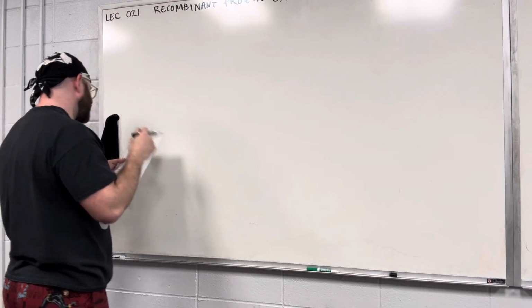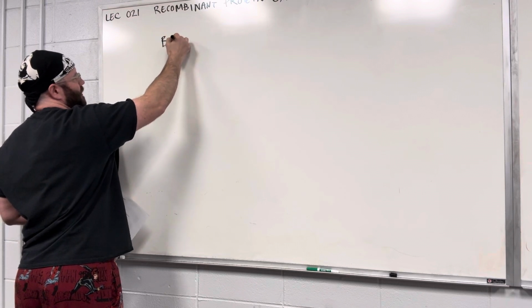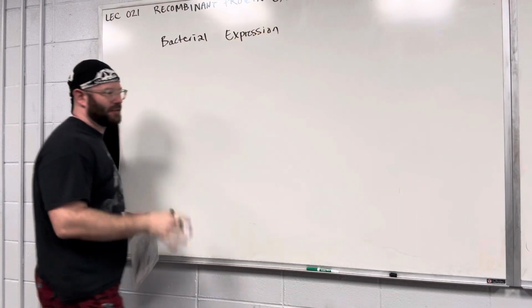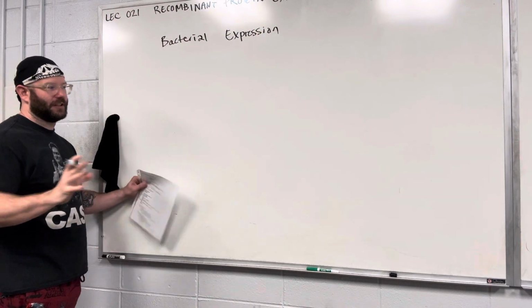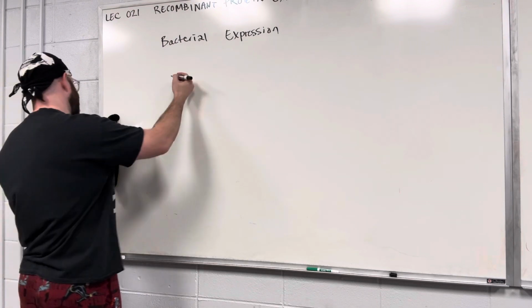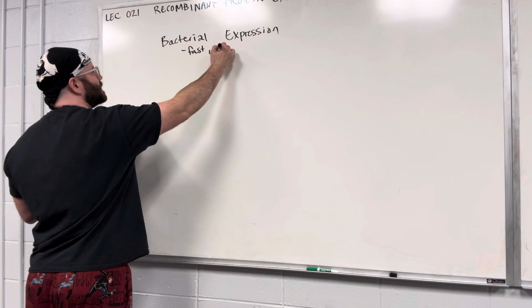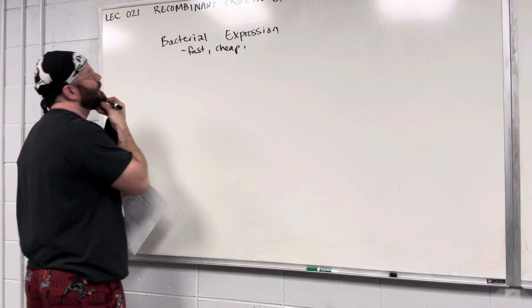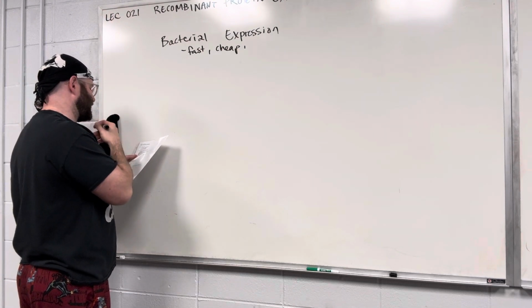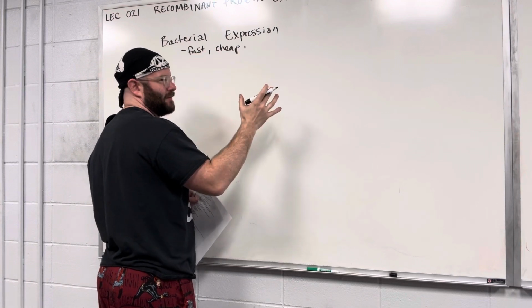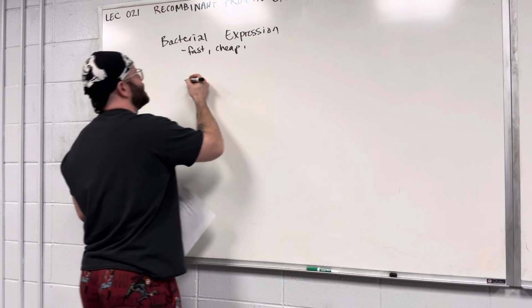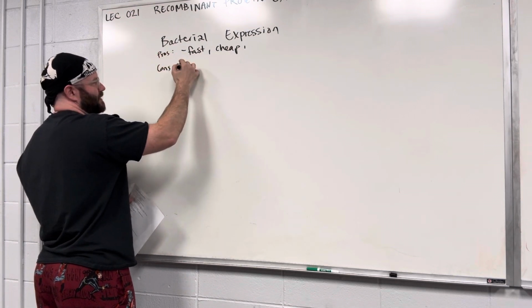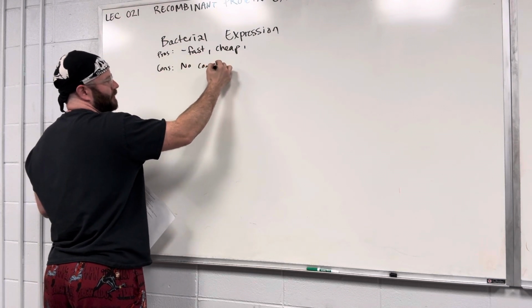Okay, so let's talk about bacterial expression first. There are pros and cons of every expression system. E. coli is the workhorse for recombinant protein expression for a few reasons. It's fast, it's cheap. These are probably the main reasons. But there are some downsides, so let's do pros and cons. Cons would be that there's no complex folding.